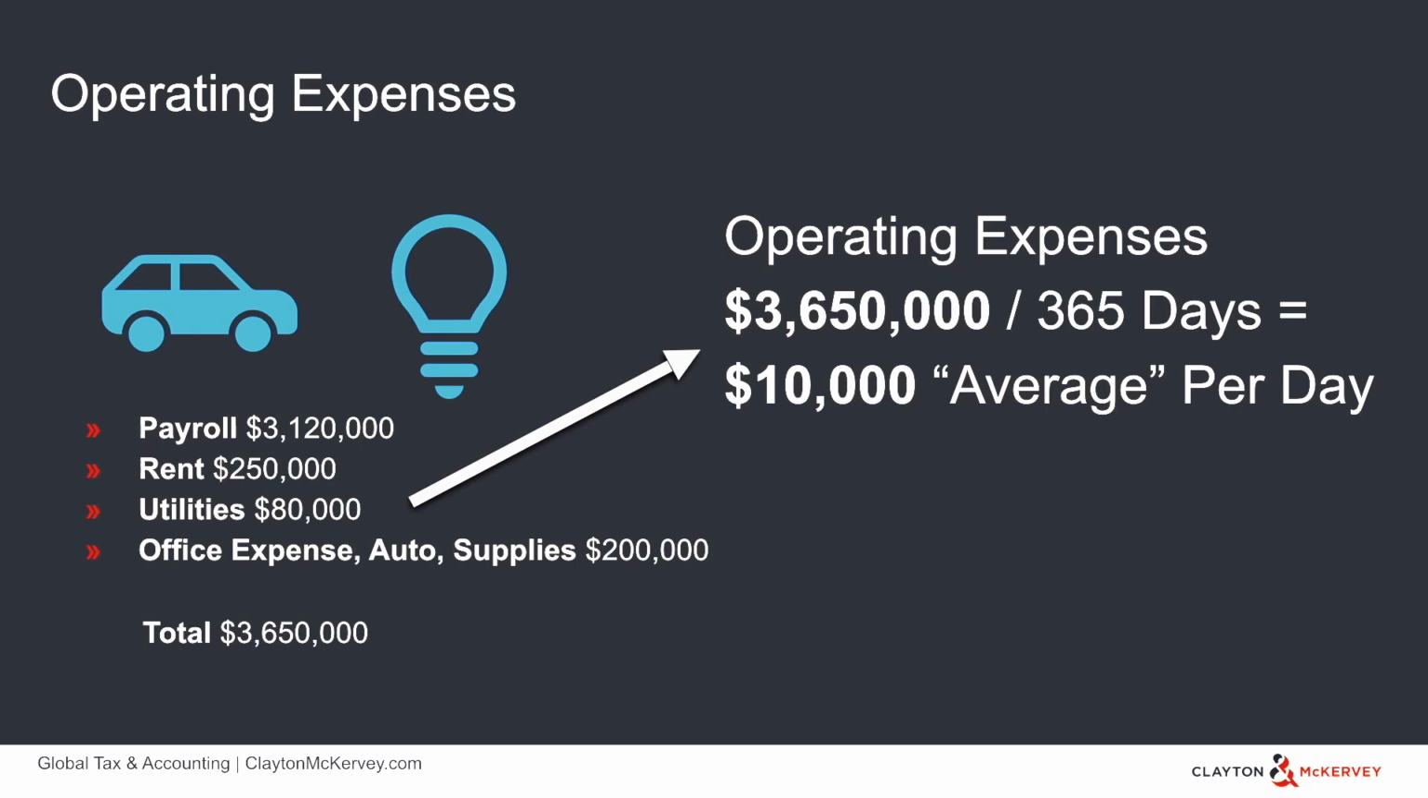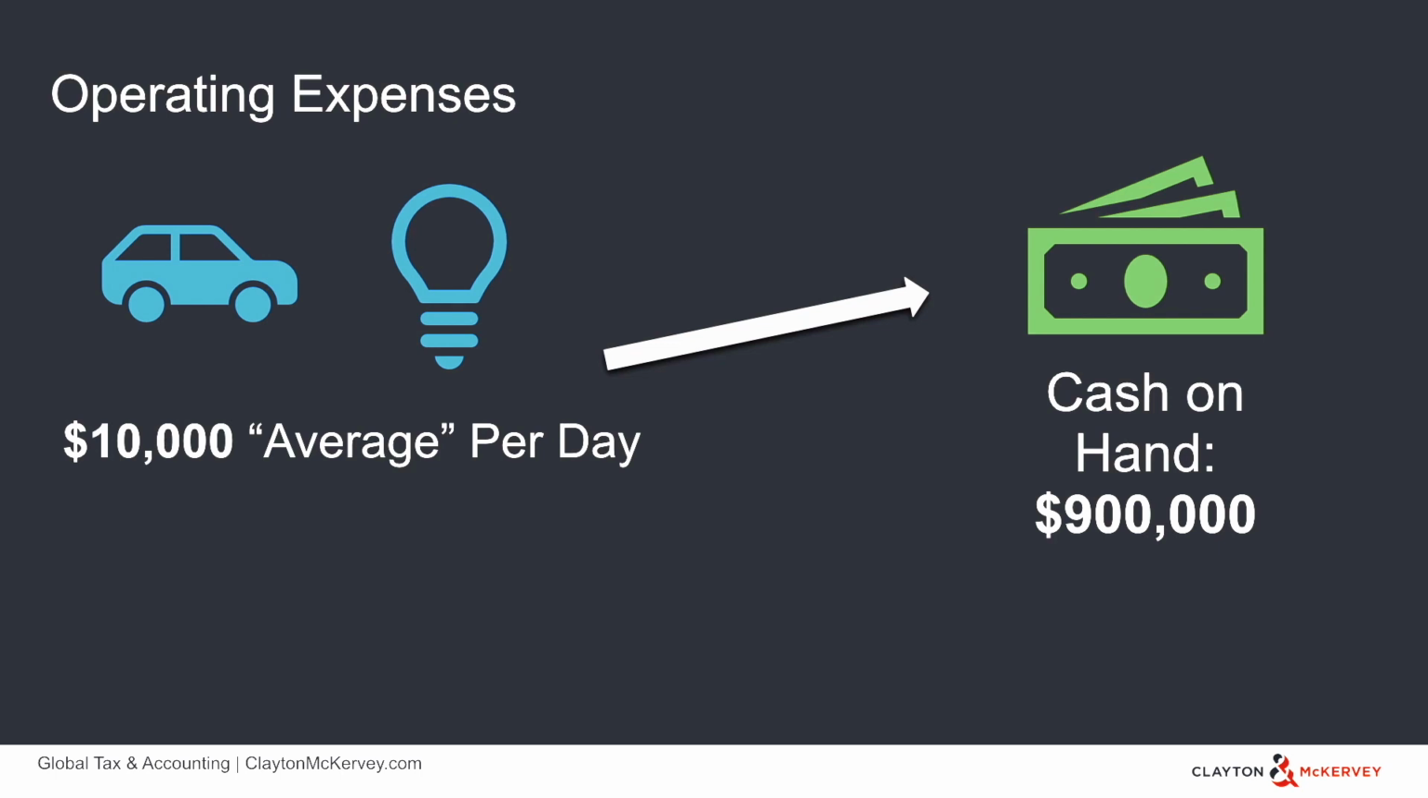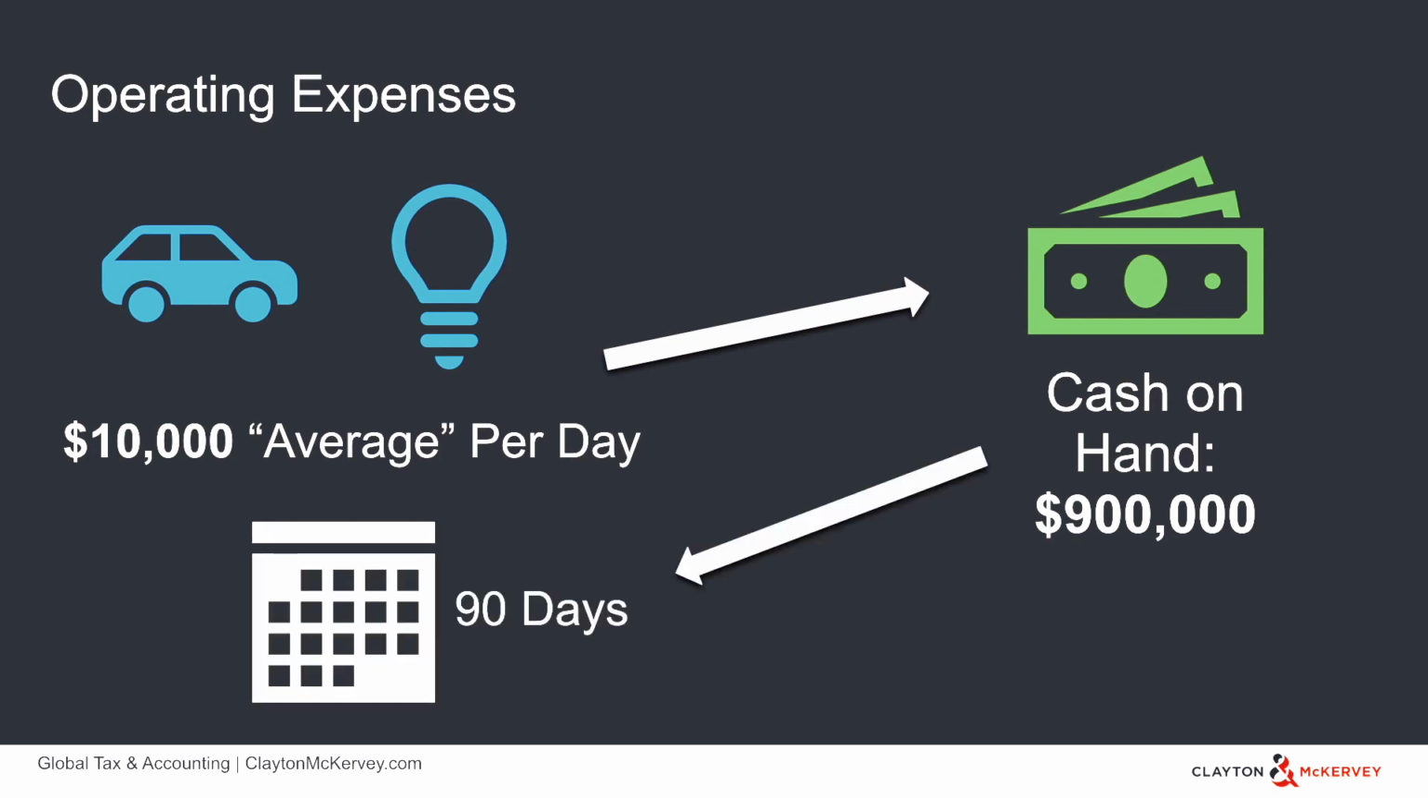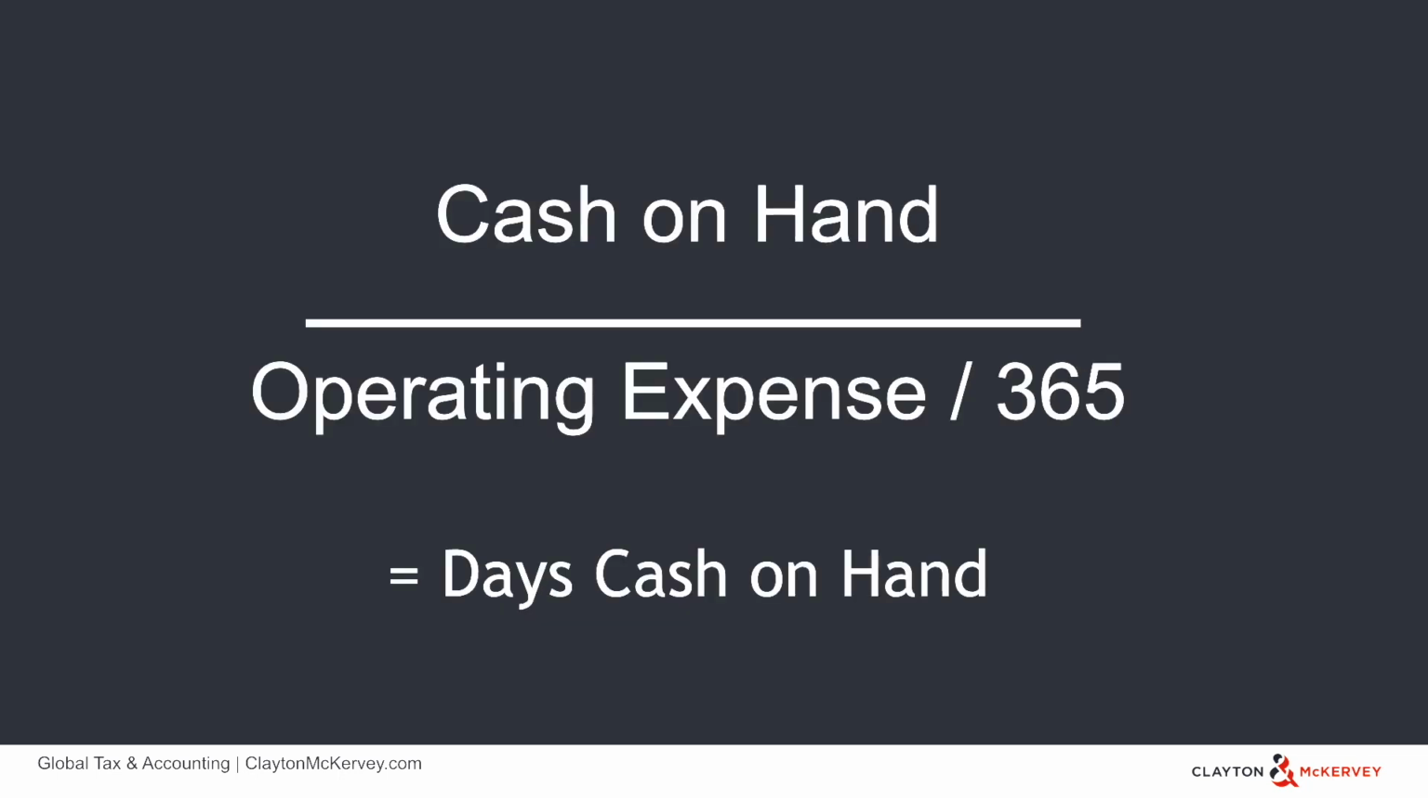So circling back to our on-hand cash balance of $900,000 and $10,000 of average daily cash flow, the machine builder would be able to continue operating for 90 days with today's cash. So how is that computed? I took my cash on hand, divided it by my operating cash flow on a daily basis.